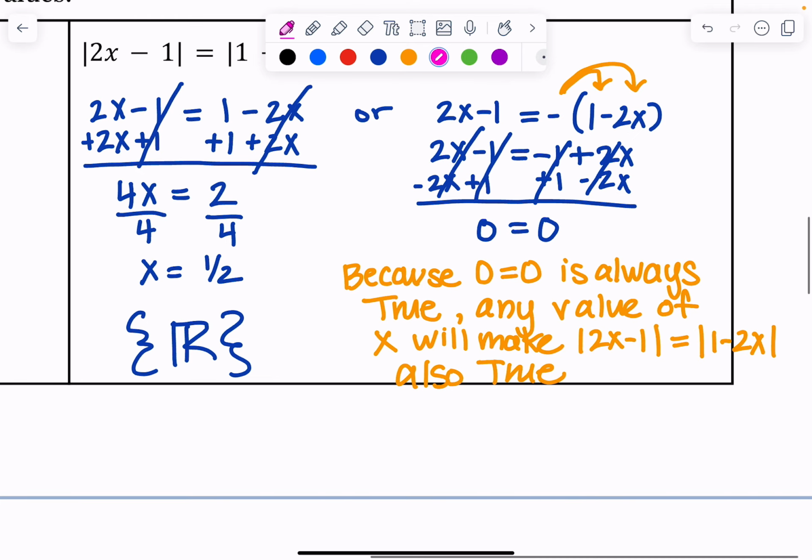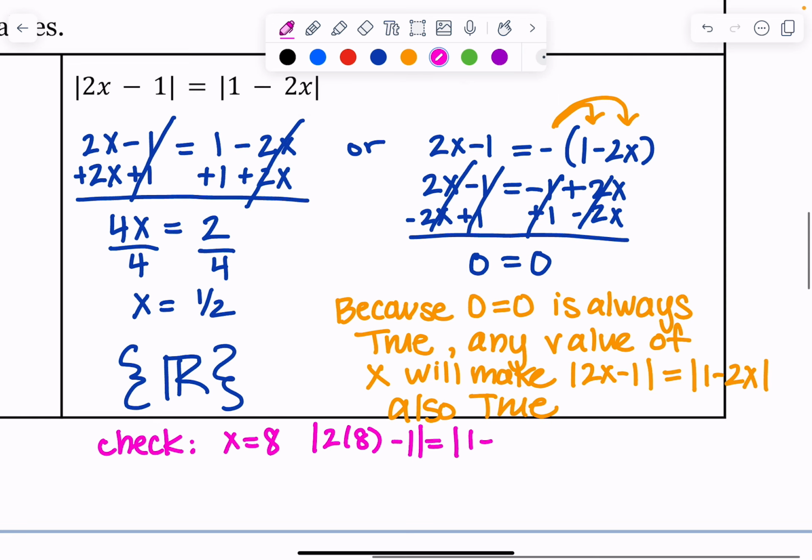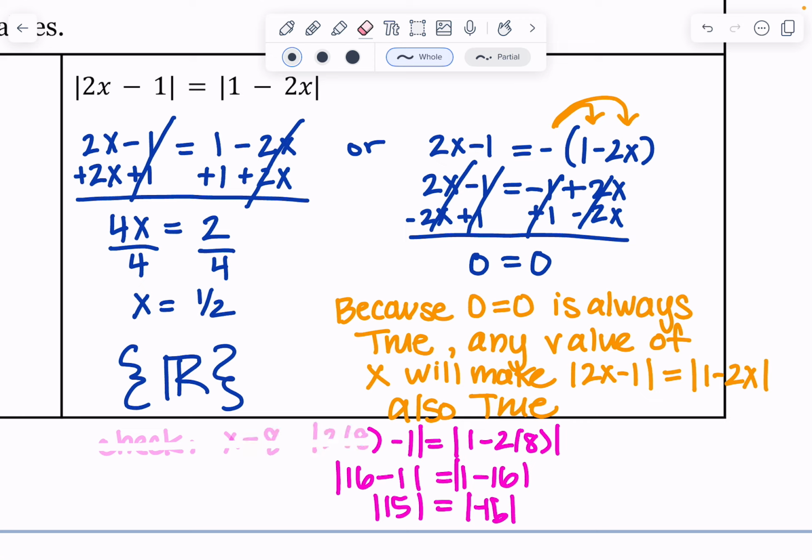And really quick, let's just check that so we can see. Let's say I pick x equals 8. I'm going to have the absolute value of 2 times 8 minus 1 equal to the absolute value of 1 minus 2 times 8. And I've got 16 minus 1 is equal to 1 minus 16 absolute value. So here I'd have absolute value 15 is equal to absolute value of negative 15. And that's always going to be true. I just checked with a random number, but if you kept checking numbers, it's always going to check out.